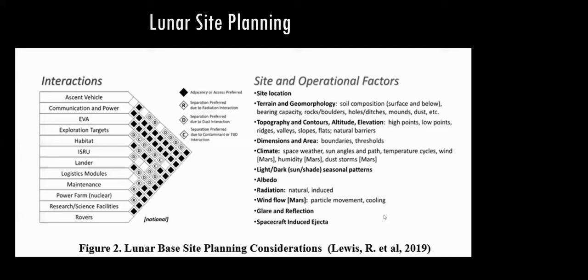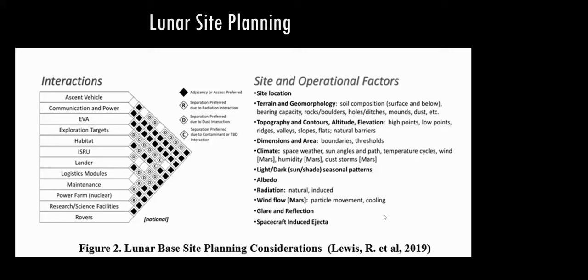So first thing you do is you have to find a site. When you find that site, you have to consider all of your subsystems, all of your elements, and then the interaction between these elements and the interaction with the environment. And the environment is as important as the other elements. So you may want to consider site location, the terrain, and geomorphology. That can actually help you.